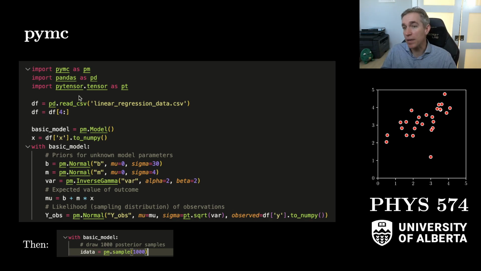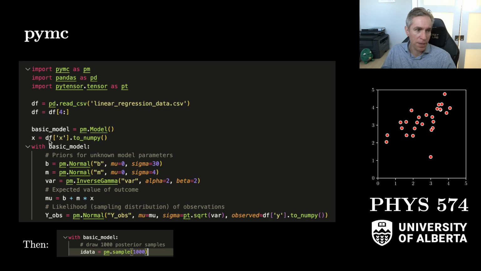So we're going to need some convenience functions from pytensor. We're going to read our linear regression data, and we're going to get rid of those first 4 data points, which are known to be outliers in our model. And then we instantiate something that's called a model class, pymc.model.